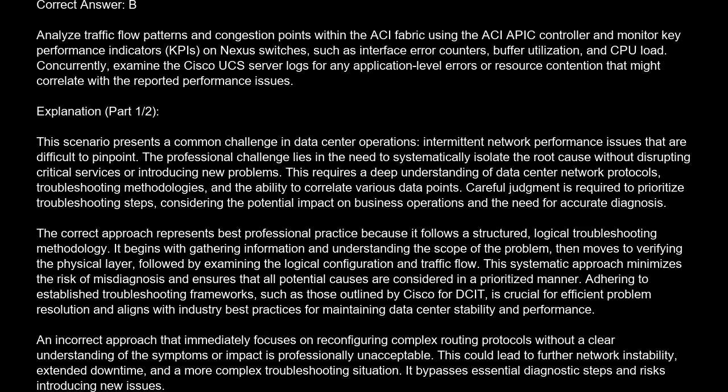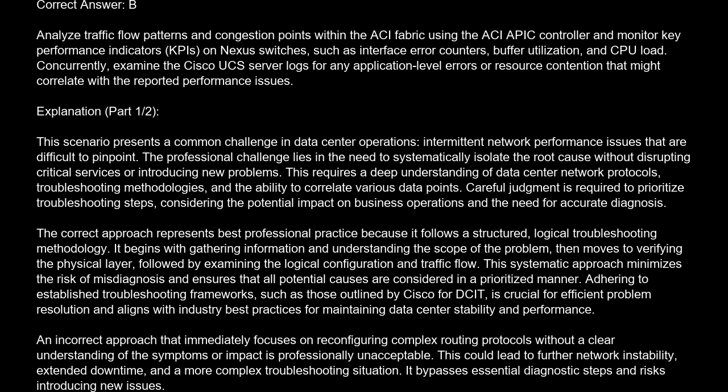It begins with gathering information and understanding the scope of the problem, then moves to verifying the physical layer, followed by examining the logical configuration and traffic flow. This systematic approach minimizes the risk of misdiagnosis and ensures that all potential causes are considered in a prioritized manner. Adhering to established troubleshooting frameworks, such as those outlined by Cisco for DCIT, is crucial for efficient problem resolution and aligns with industry best practices for maintaining data center stability and performance.